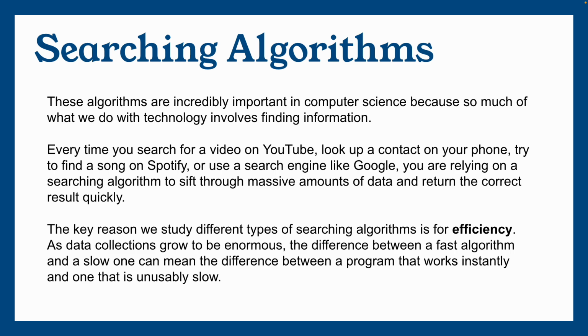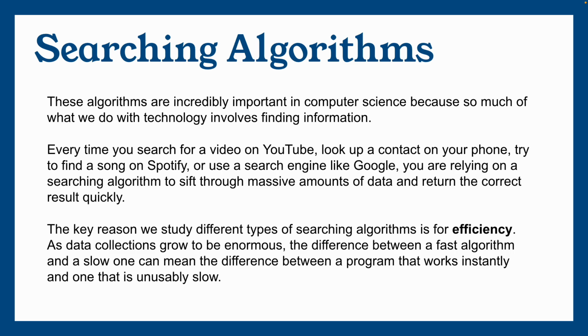So the key reason we study different types of searching algorithms is efficiency. As our data collections grow to be incredibly enormous, think about the amount of songs in Spotify, or the amount of websites on the internet, millions and billions, it's so big that it would take more time. Time complexity would be O(n), yes, depending on which algorithm. We're going to look at two. Linear is O(n). The first one we're going to look at today is linear. The one we'll look at next week is binary.